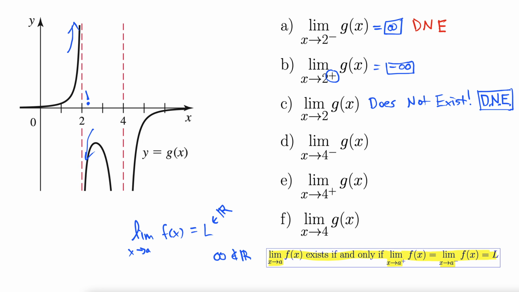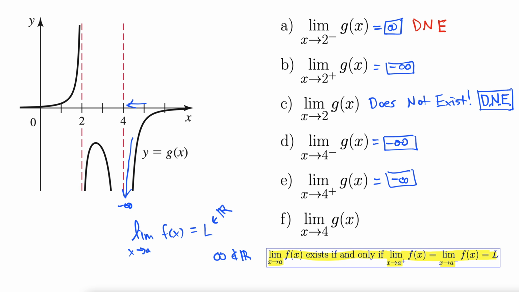Does not exist. Okay. Moving on to part D, we have the limit as x goes to 4 from the left. So x is coming into 4 from the left. So we follow the function and see what it does. Looks like it goes down to negative infinity. So negative infinity, right? You start to get the idea here. As we come in from the right for part E, so now we're coming from the positive direction, which means we're coming in from the right. Follow the function. Looks like it's going down to negative infinity. So here we also have negative infinity.